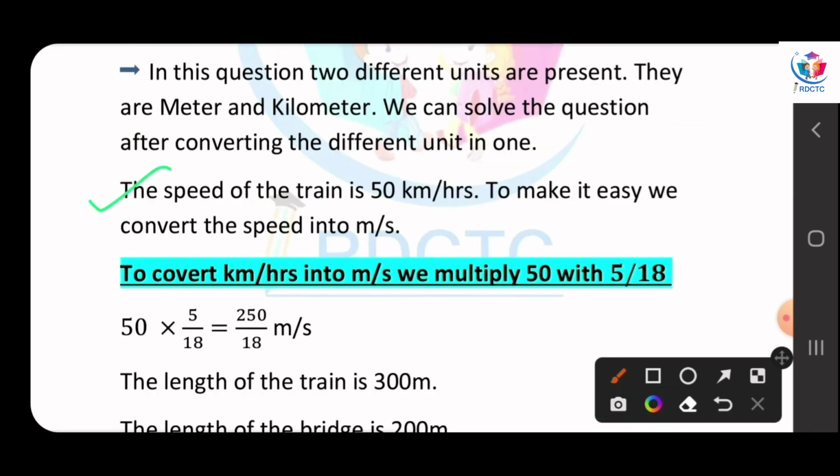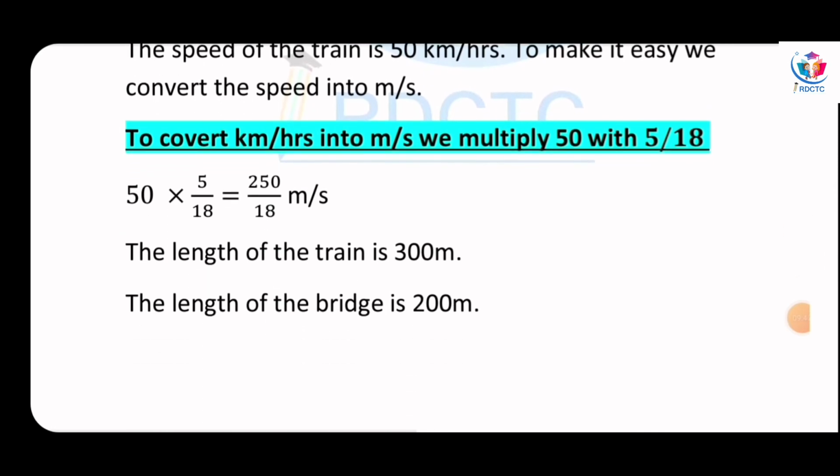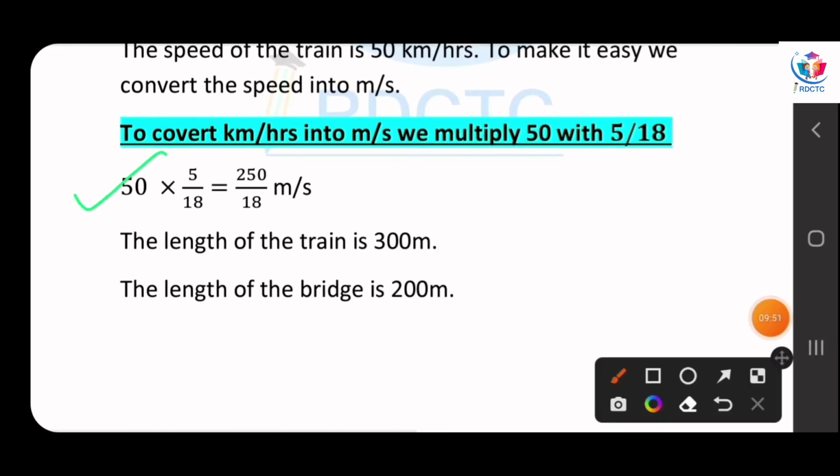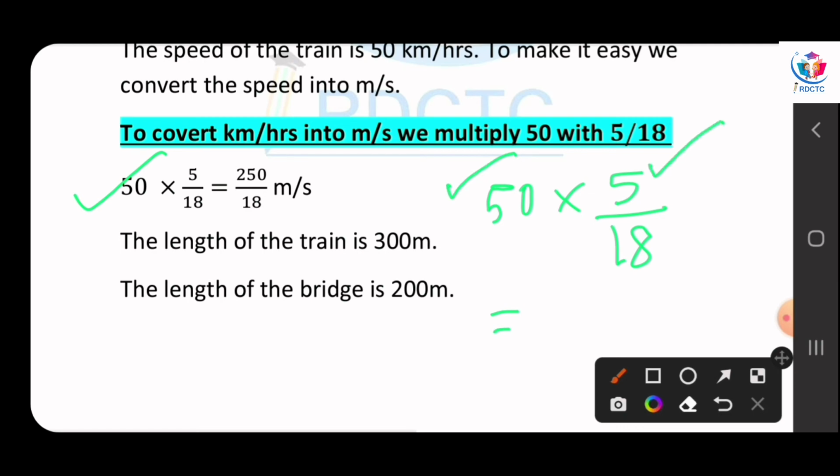The speed of the train is 50 km per hour. To make it easy, we convert the speed into meter per second. Okay, we convert kilometer per hour into meter per second. Now we multiply 50 into 5 by 18. Here we simply multiply the numerators. 50 into 5 means 250 by 18. And now we can write the speed in meter per second.